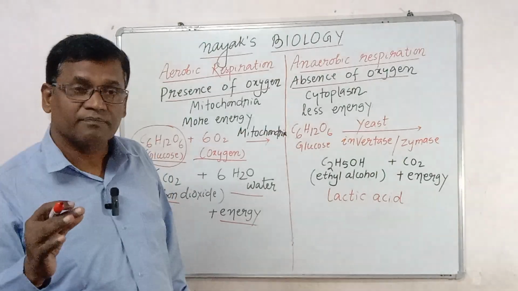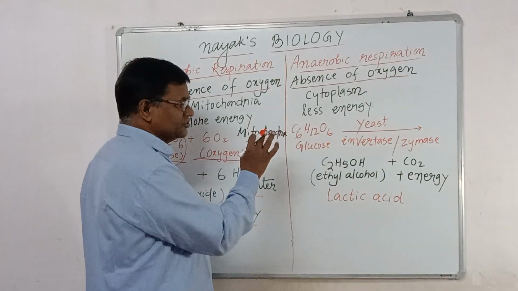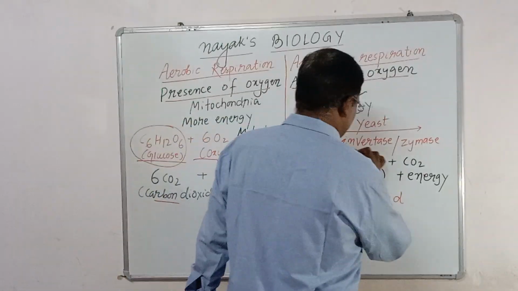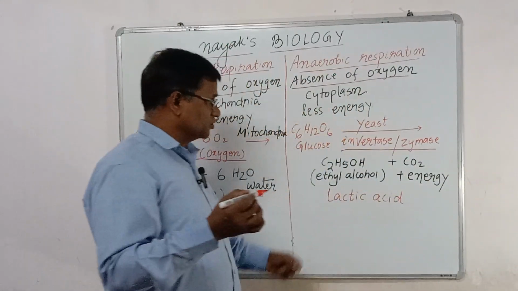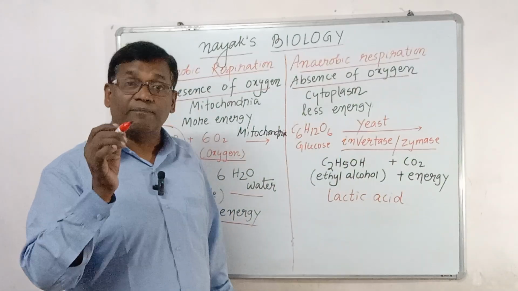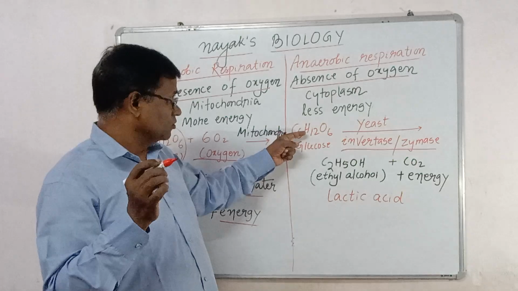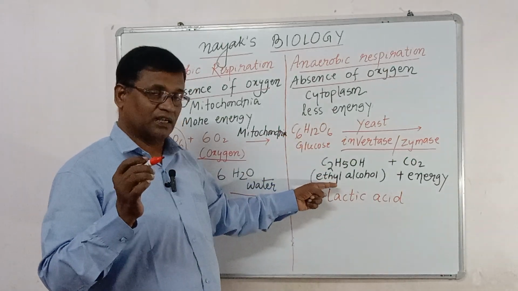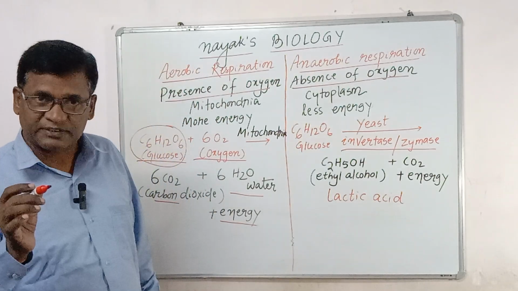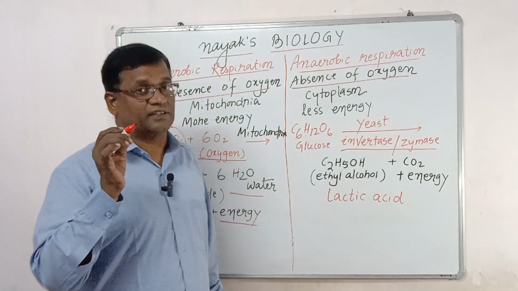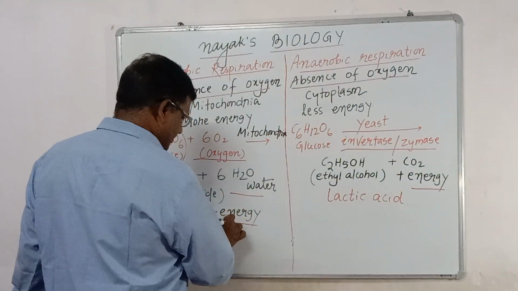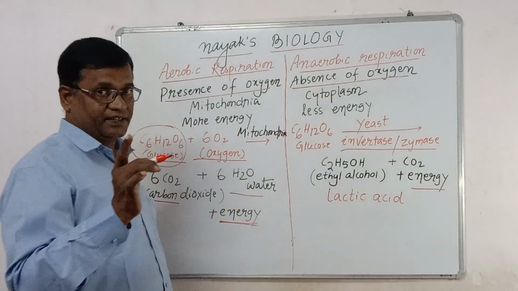Why does it follow anaerobic respiration? Because yeast has no need of oxygen. Then what does it need? It needs enzymes. There are two types of enzymes, invertase and zymase, which play the important role of breaking down glucose into ethyl alcohol plus energy, because it is respiration. Whether it is aerobic or anaerobic respiration, liberation of energy is very important. Here also energy is liberated, and here also energy is liberated.